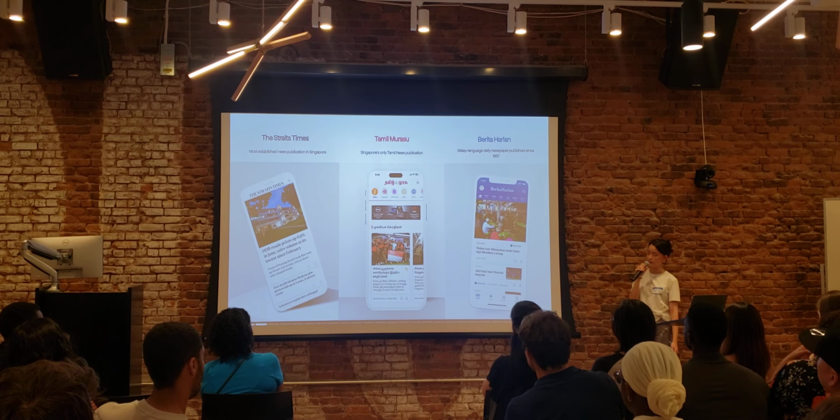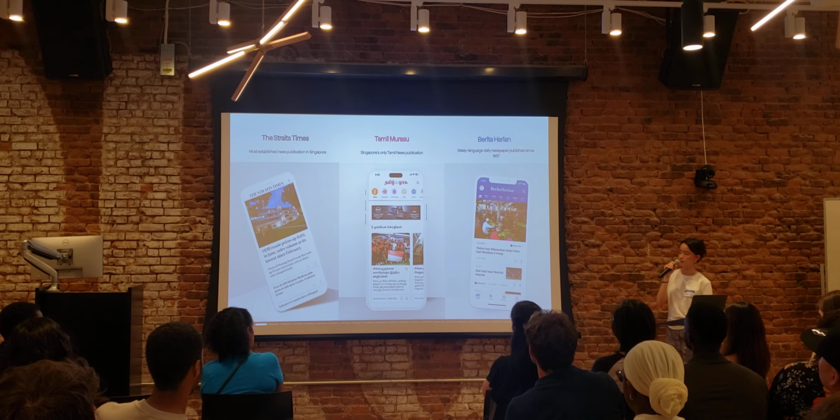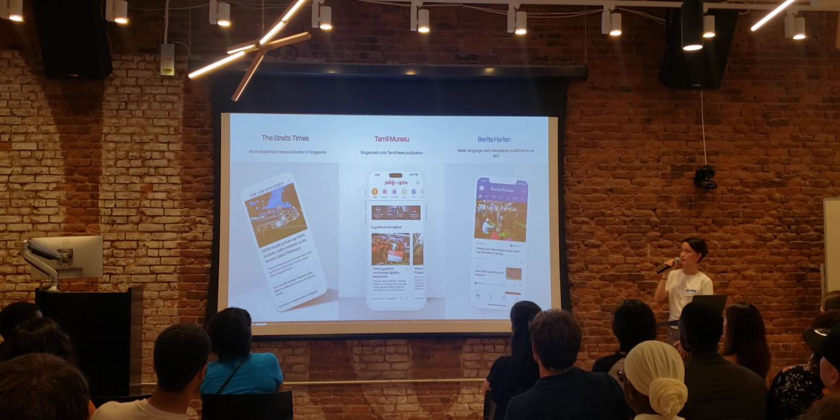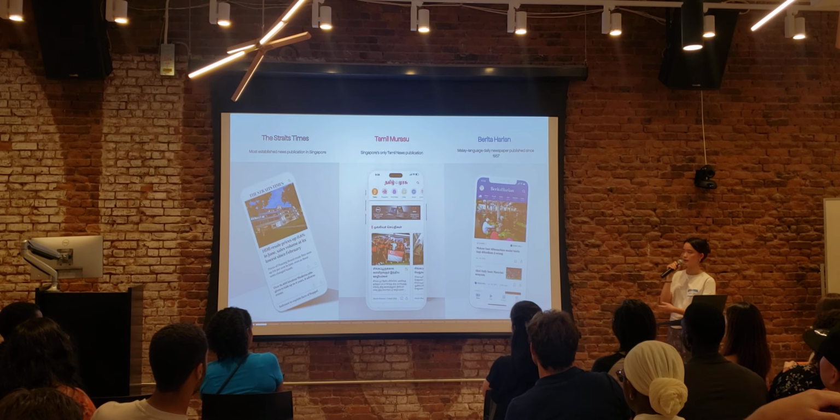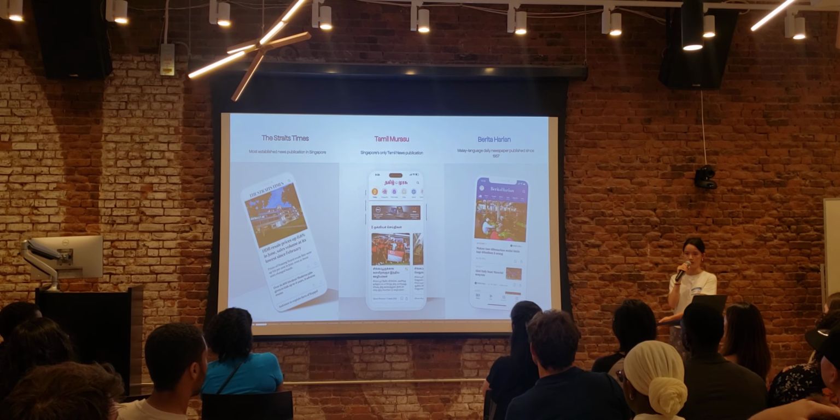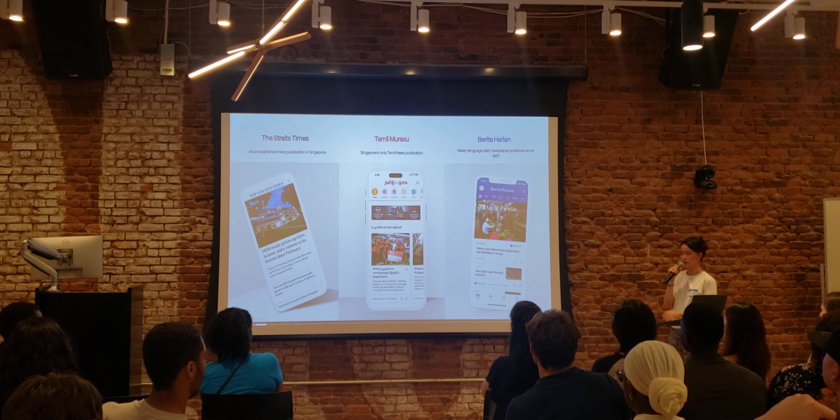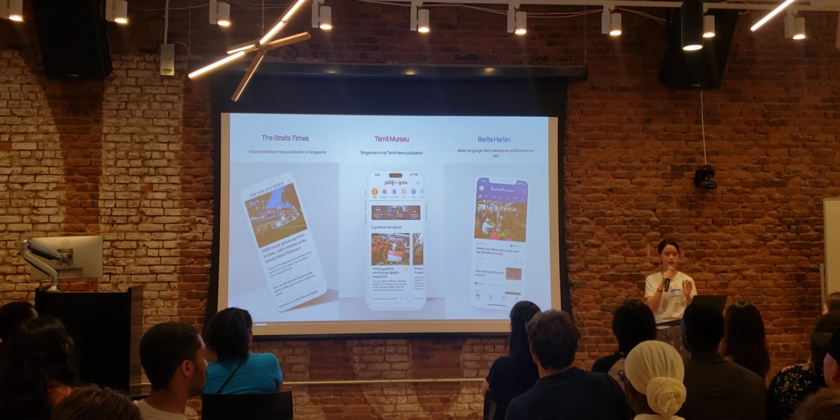The first one is the Straits Times. This is our flagship product, and also the biggest news publication in Singapore. So imagine the New York Times, but all Singaporeans read this. We have an average of around 2 million readers a day, so that's quite a big audience.